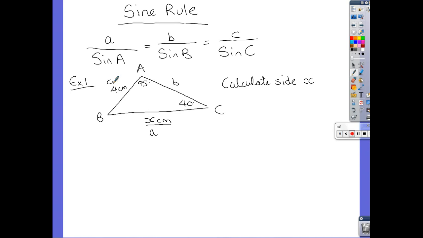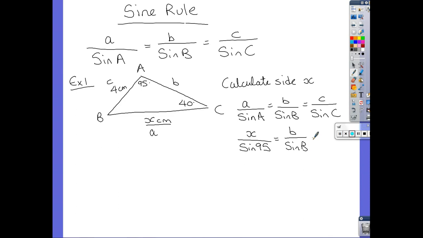Now you should always start by writing out your formula again, so I'm going to write that formula and then I'm going to substitute into the formula. So what information do we have? Well, we know information about side a, although we don't have a number, we know that it's called x. So we'll replace that with x. Then we have an angle for angle A, so that will be sine 95. B we don't have any information for, so we'll just leave that blank for a second. And then for C, we know that the side is 4, and we know that our angle is 40.